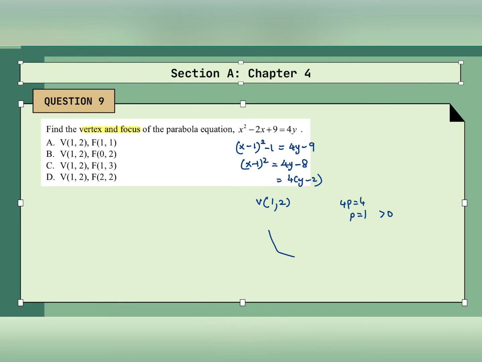So ini adalah kita punya bentuk shape kita U. So this is our vertex 1, 2. So fokus kat dalam ini F. So jarak daripada sini berapa tadi? P kita adalah 1. So koordinat of X tidak berubah, koordinat of Y yang berubah. So dia adalah 1, 3. So the answer adalah C.